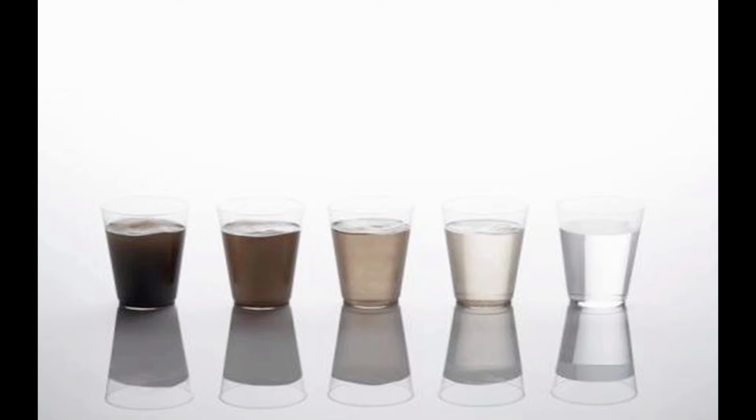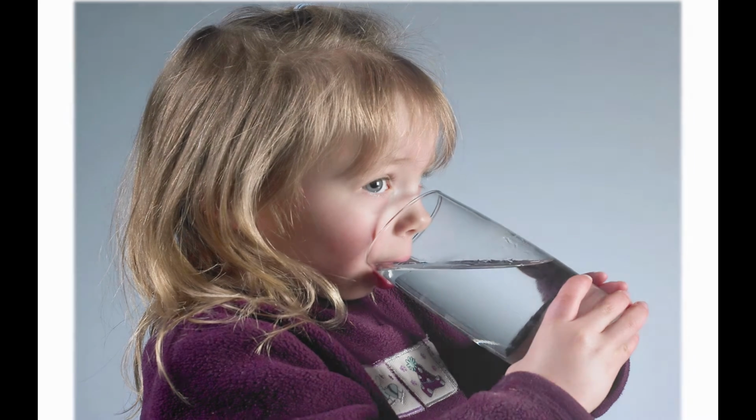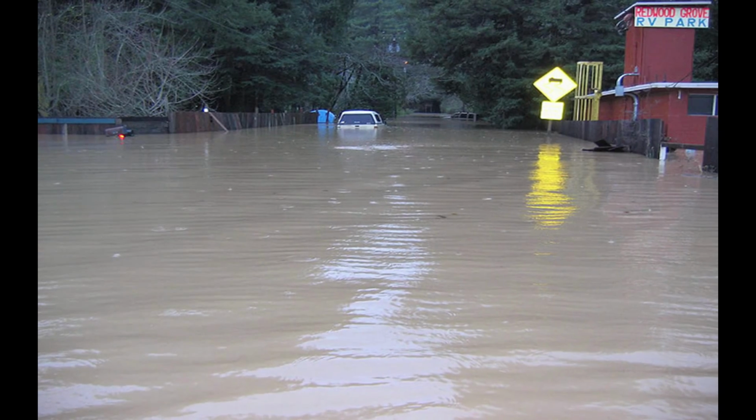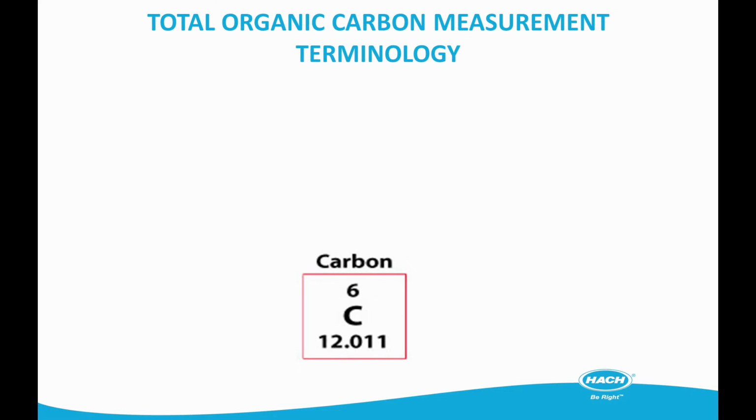Organic material in drinking water affects the color of water. Which glass would you rather drink out of? Organic material can affect the taste and odor of drinking water. Some types of organic materials can contaminate water supplies. There are many terms used to define organics.